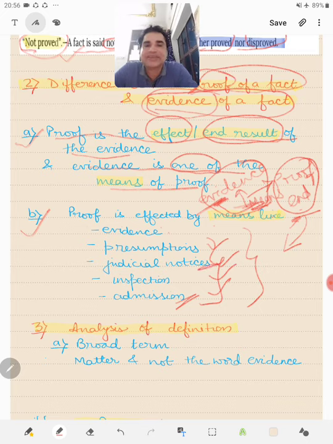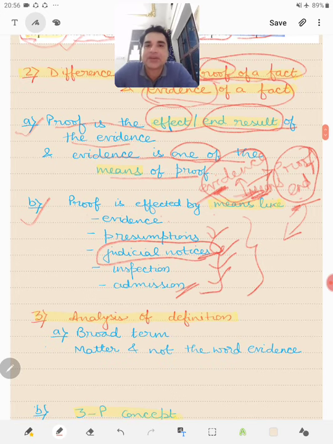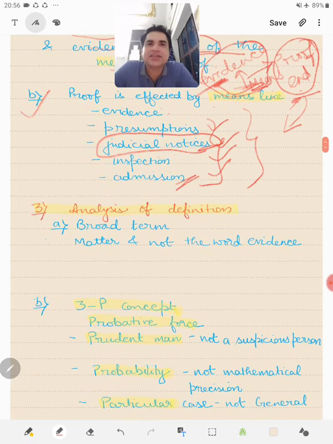Similarly, if there is a matter of which the court should take judicial notice, for example, the sun rises in the east. Now, this thing is proved because the court will take judicial notice of it, because out of common geographic knowledge, it is known that the sun rises in the east and sets in the west. No evidence is required particularly to prove this fact because the court will take judicial notice of it.